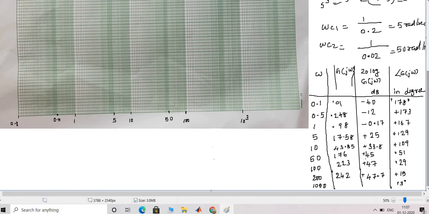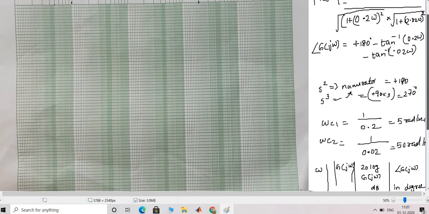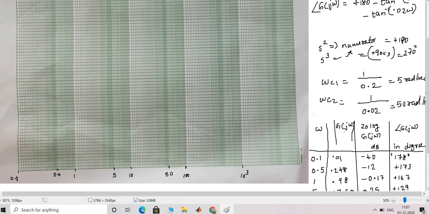Next we can mark 200. 200 will be in between this band, that is 100 and 1000. In that band we have to check the marking 2. So you can see the marking 2 here corresponding to this vertical straight line. We can mark frequency 200, so it will be approximately here, 200.